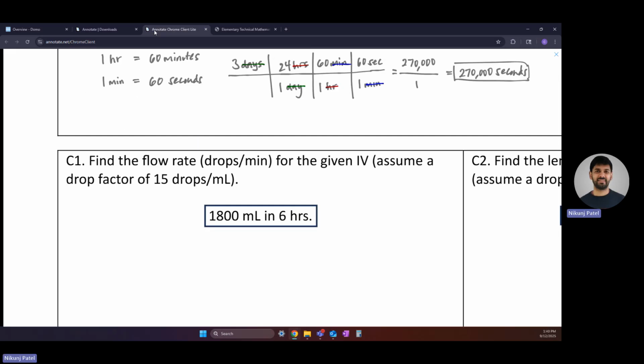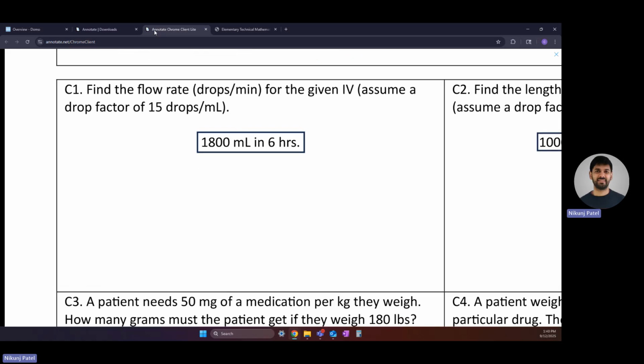Let's take a look at section C now. Section C has various examples that involve dosage calculations, flow rate, IV flow rate calculations, and things like that. So C1 is asking us to determine a flow rate, and our answer should be in drops per minute for the given IV, where we assume that there's a drop factor of 15 drops per milliliter.